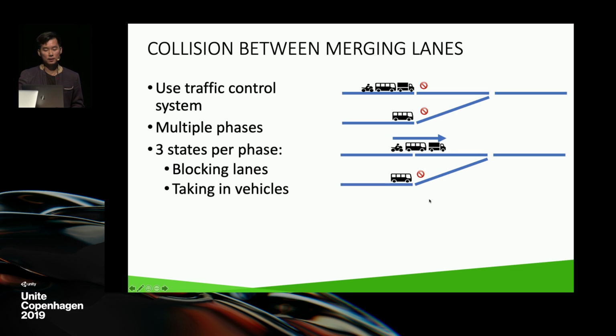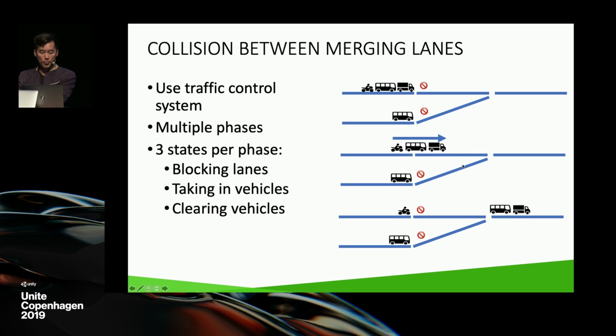And after this period of time, it will start to take in vehicles. It's similar to the green light. So the vehicle will start to move in. And after a certain period of time, this lane will be blocked again. And this phase will end the moment the last vehicle exits the lane. And we repeat with the next phase. But this time, we enable the lane below instead of the one above. And in that setup, all the intersections will have smooth traffic.